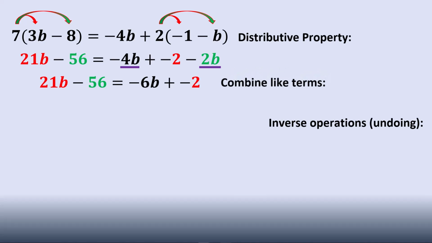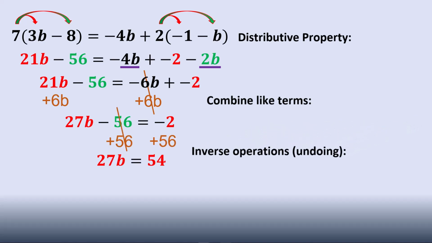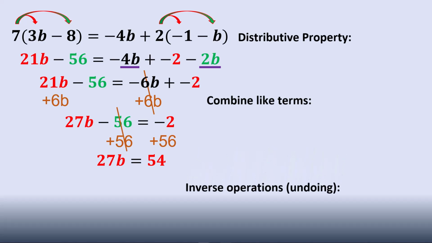We collect the terms on one side by adding 6b to both sides, resulting in 27b minus 56 equals negative 2. We add 56 to both sides. We get 27b equals 54. Divide both sides by 27. b is equal to 2.